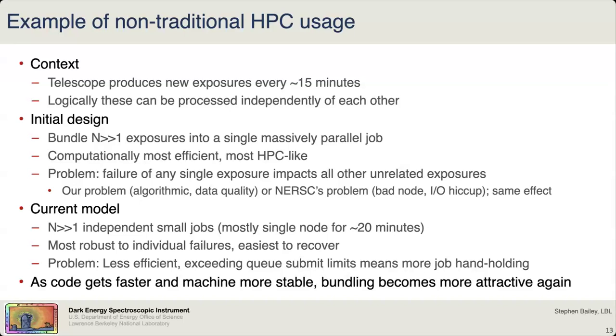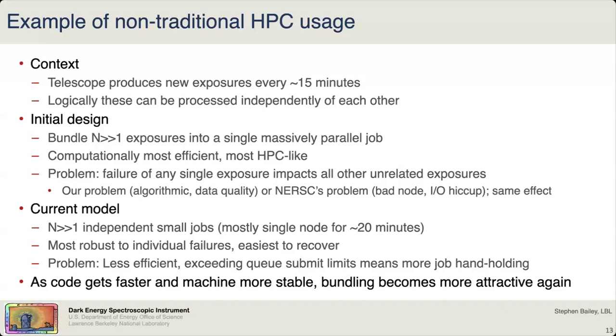But the problem is, it is less efficient. For our latest run, we are getting around 50,000 jobs, while right now the queue limits are like 5,000 jobs. And so we're now hitting more hand-holding of how do you submit those jobs given those limits? And as things become faster and the machine's more stable, it becomes more attractive to bundle things.